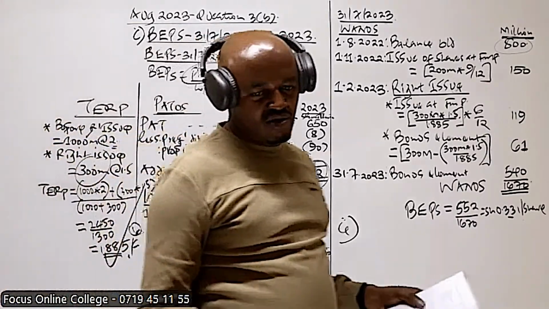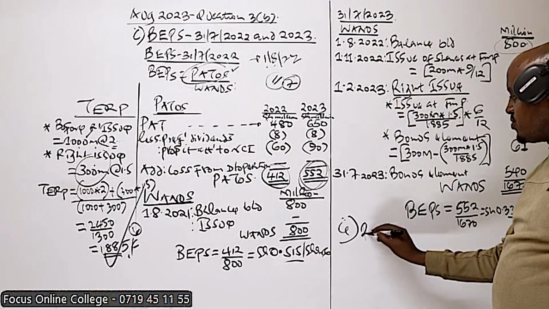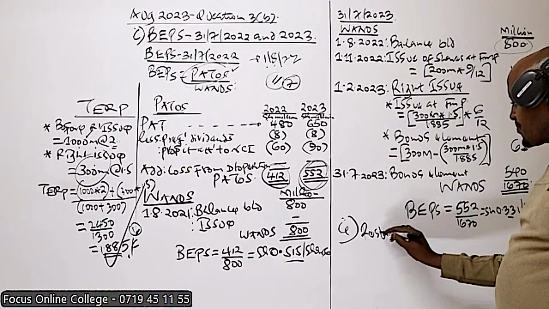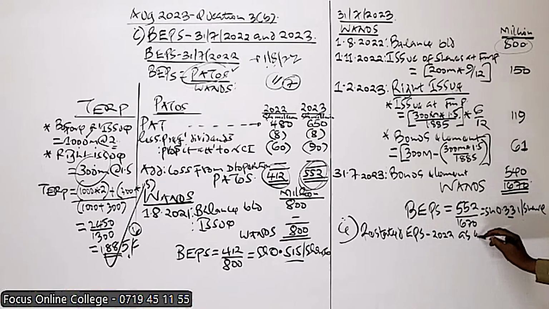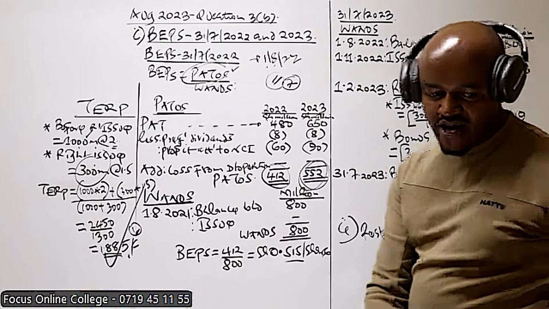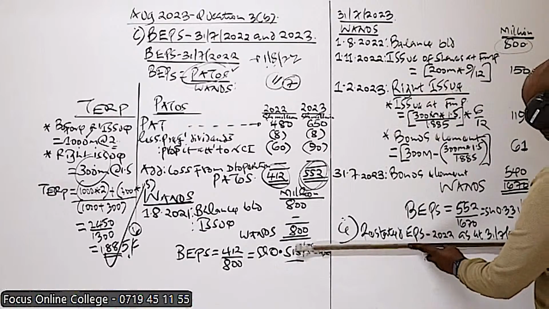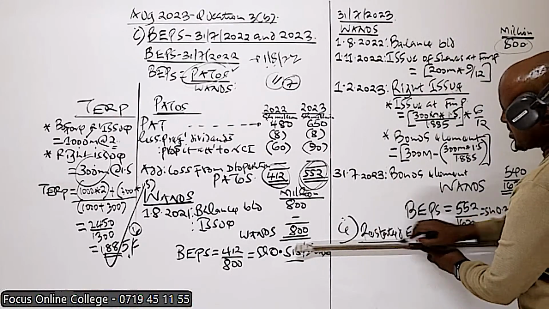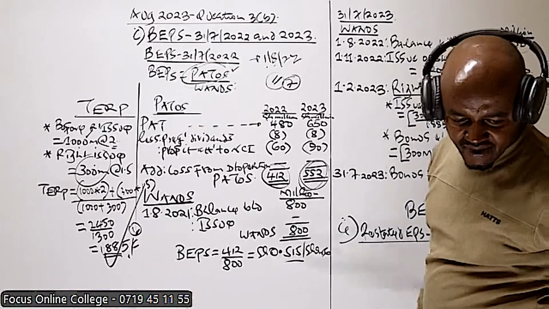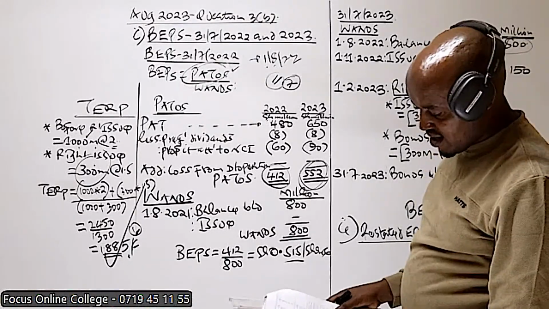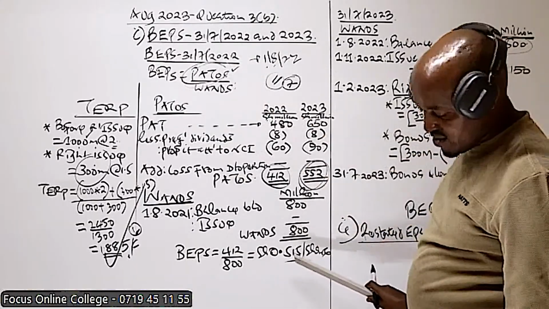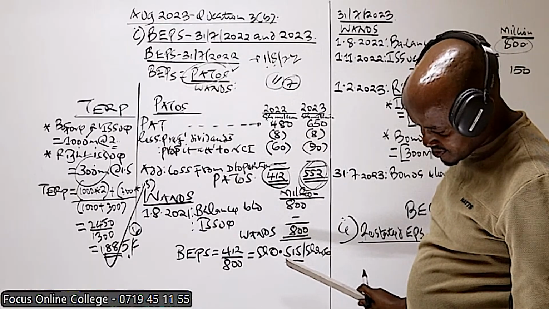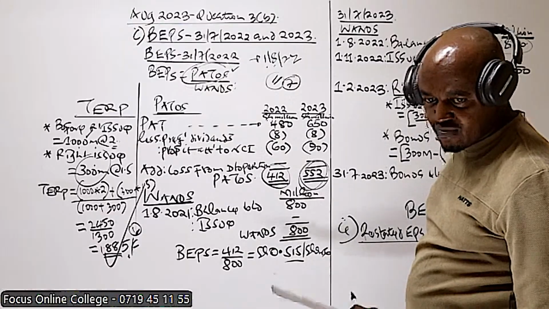Basically, what we are required to compute in Roman 2 is the restated earnings per share for 2022 as at the 31st of July 2023. So we are required to adjust the earnings per share of the previous year. Now, if you check on the earnings per share given in that part, Roman 2, we are told the earnings per share for 2022 was 0.525.